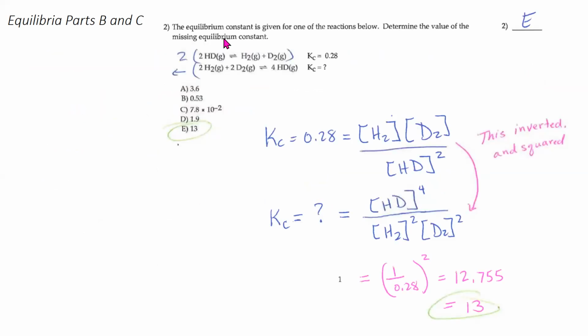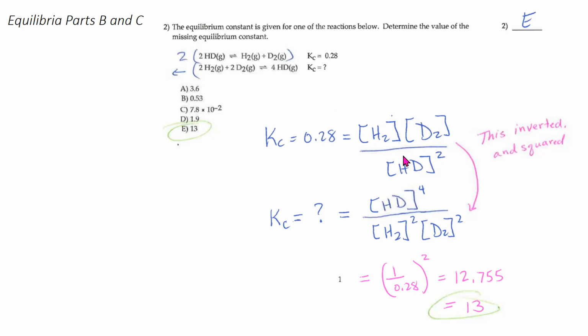Now in question 2, you're given 2 reactions, and they look kind of similar. And you'll notice that as we compare this reaction to this reaction, this one's written in the reverse direction. So HD is on this side, HD is on this side. And also, the second reaction is twice that of the first reaction. So we can use that information to figure out the equilibrium constant for the second reaction. So if we know the first reaction, products over reactants, so the H2 times the D2 over the HD squared, and they told us that that equals 0.28.